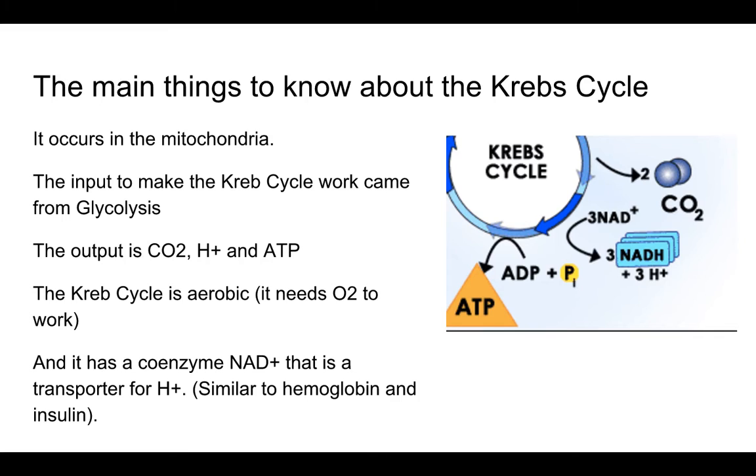Again, the main things that we want you to know is that it occurs in the mitochondria. The input from glycolysis is actually what makes the Krebs cycle work. The output is CO2, hydrogen ions, and ATP. The Krebs cycle is aerobic, so it needs oxygen in order to work. And then it has this coenzyme NAD+, which is a transporter for hydrogen ions, similar to hemoglobin and insulin.